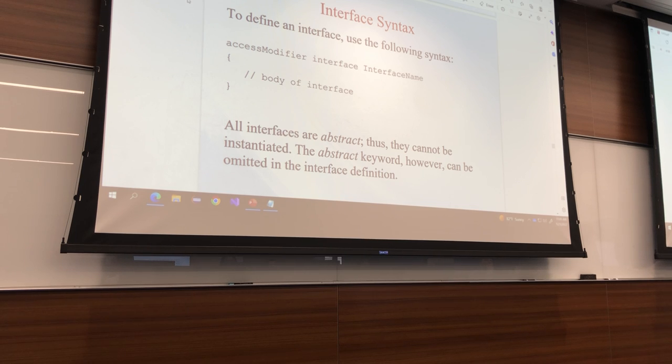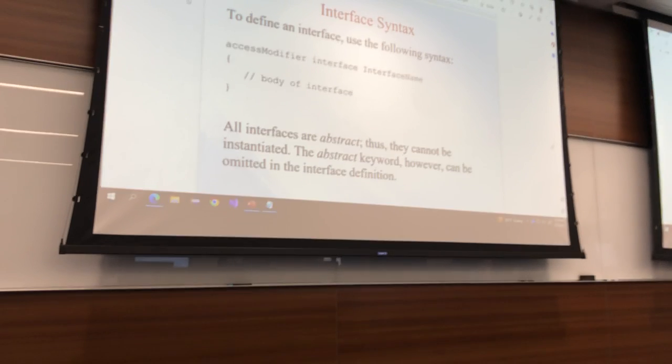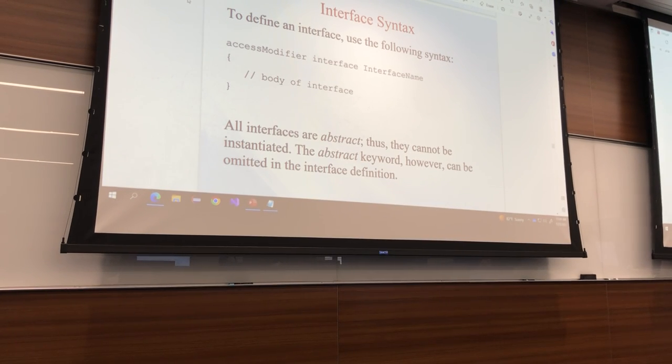All interfaces are abstract because they can only have abstract things in them. So you're allowed to say just public interface name rather than public abstract interface name. You can do it either way, whatever you prefer, but you can leave the abstract keyword out of the definition. So again, defining an interface is really easy.